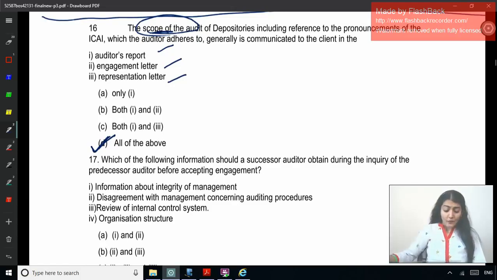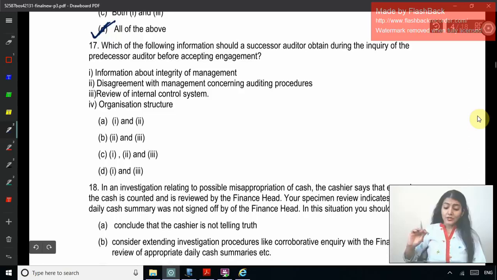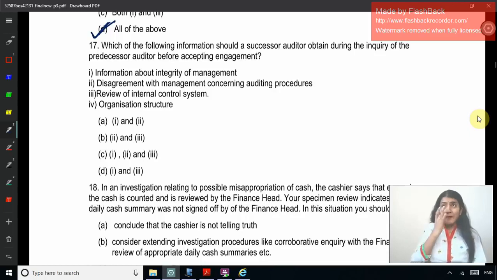Next one, which of the following information should a successor auditor obtain during the inquiry of the predecessor auditor before accepting the engagement? Right, so incoming auditor, outgoing auditor, right? The incoming auditor, what information, what inquiry should he make of the outgoing auditor before accepting the engagement? Information about the integrity of the management. I think that is one of the points which we check while doing acceptance of a new client.